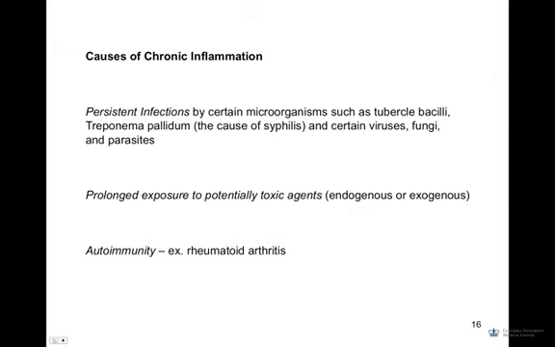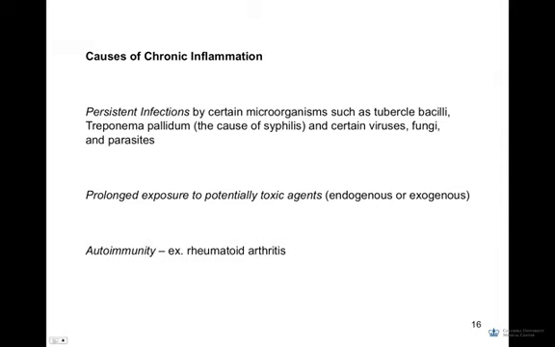Prolonged exposure to potentially toxic agents. Okay? And this is a very all-inclusive category, right? So potentially toxic agents, which include endogenous or exogenous. So for example, someone who has chronically elevated plasma glucose, okay, that is an example of an endogenous toxic agent. Hyperglycemia, chronic hyperglycemia, causes chronic injury to tissue, okay, a variety of tissue. Okay, so that's an example of a cause of chronic inflammation.